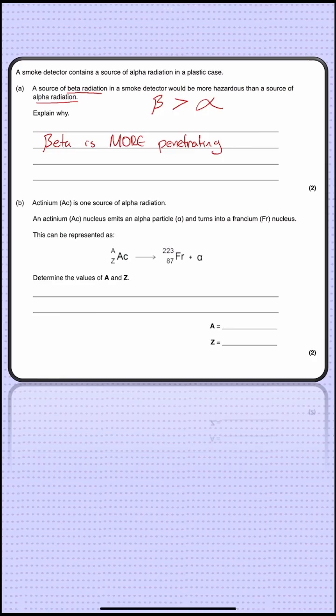The second mark's all to do with the hazardous bit. So it's going to reach you. It's more likely to reach you because it's more penetrating. But why is that bad? What does radiation do? Yeah, it damages cells because it can irradiate people. So this is where we talk about irradiation and contamination. What's the difference between irradiation and contamination? Let's talk about that. It can irradiate people and cause cancer. Yeah, cell mutation.